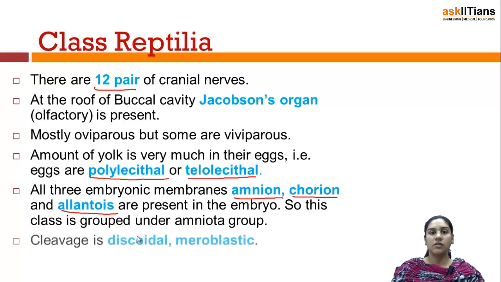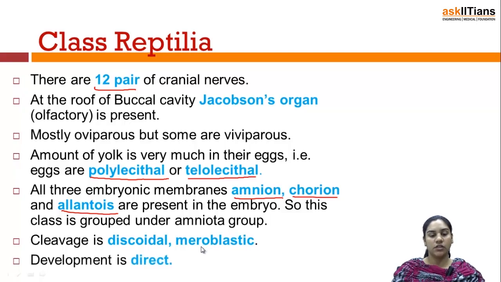The cleavage is discoidal and meroblastic. In the discoidal cleavage, what happens is that the cleavage furrow do not enter into the yolk. And in meroblastic cleavage, a disc of cell is produced at the animal pole of the egg. The development is direct, meaning no larval stage is present.